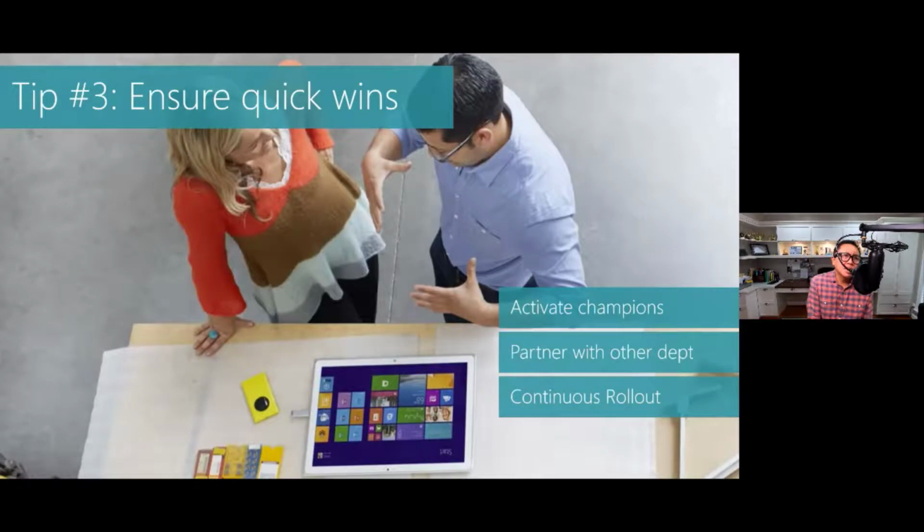Third tip is you want to ensure quick wins. So we talked about making it easy for people to do the right thing, and getting leadership buy-in. We want to ensure quick wins. We want to activate champions.